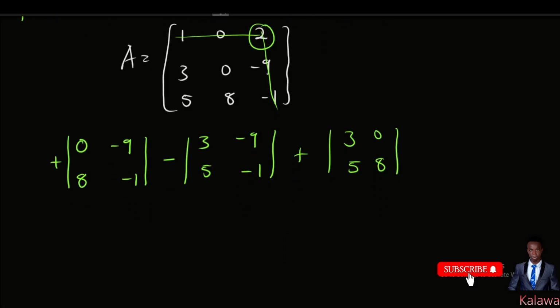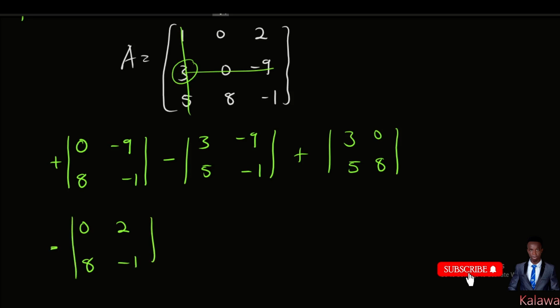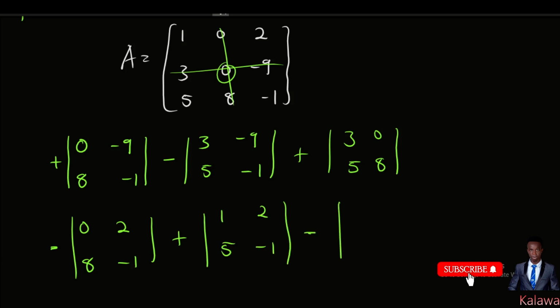We go again. This one is too lengthy. Find the minor for 3, 2. It's out. What is remaining is 0, 2, 8, and so on. It's left to be negative. Plus. So go again. We'll find the minor for 0. So take them out. What is remaining? This 1, 5, 2, and so on. And it's going to be negative.